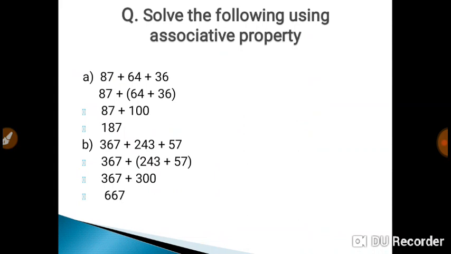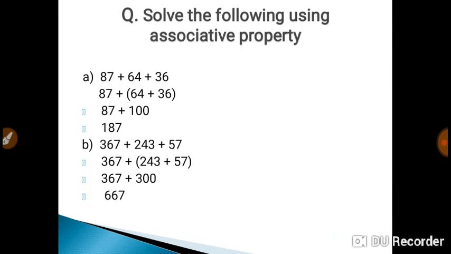Now let us try to solve some questions based on associative property of whole numbers. In the first question, there are 3 whole numbers 87, 64 and 36. You have to add them because there is a plus sign between them. But the question is, which 2 whole numbers should be added first? According to associative property, you can add any 2 whole numbers first. But here we should do some smart work.